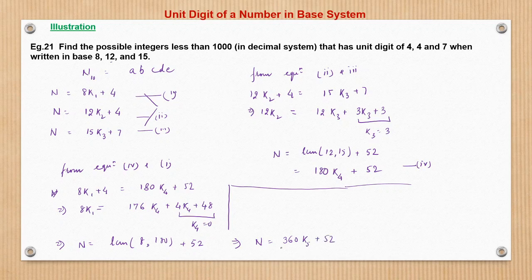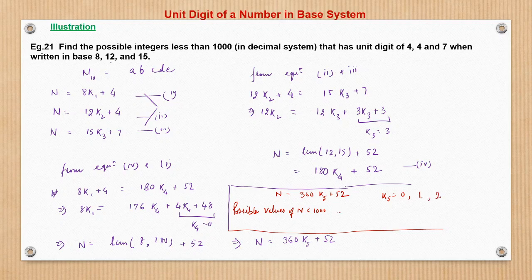So this is the final form of number which will satisfy all the three equations. Now we have to find the possible integers. So we know now that n is 360 k5 plus 52. So possible values of n less than 1000 will be at k5 is equal to 0. K5 is equal to 0 will give n is equal to 52, possible. K5 is equal to 1 will also satisfy. K5 is equal to 2 will also satisfy, right?